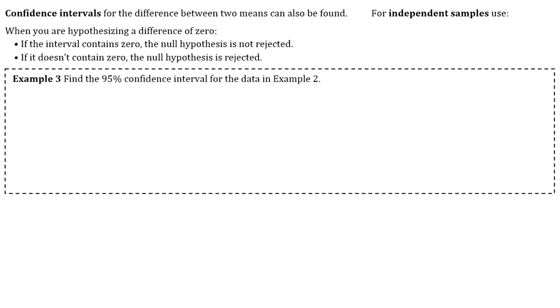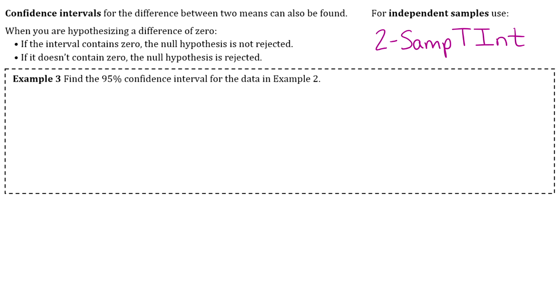Okay, and then we have just one more thing to talk about for today, so that's confidence intervals for the difference between two means, so we can also do those. For independent samples, we're going to go to 2-sample t interval. Before, when we were doing the hypothesis test, it was 2-sample t-test. If you're going to find a confidence interval, it's 2-sample t-int, so int for interval. Okay, and this is helpful whenever you're hypothesizing a difference of 0. So you actually don't have to go through the whole hypothesis test thing, because you can just do a confidence interval and make your decision based off of that.